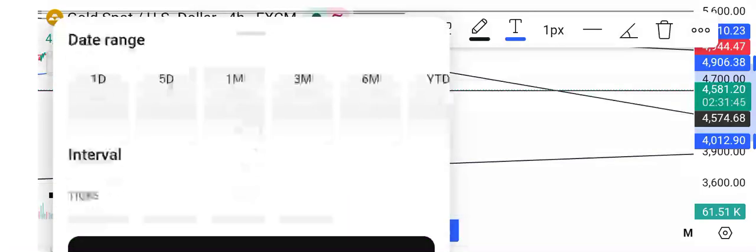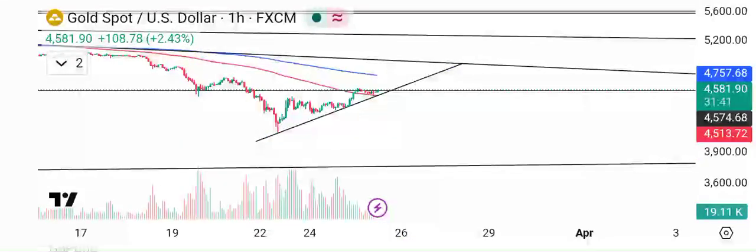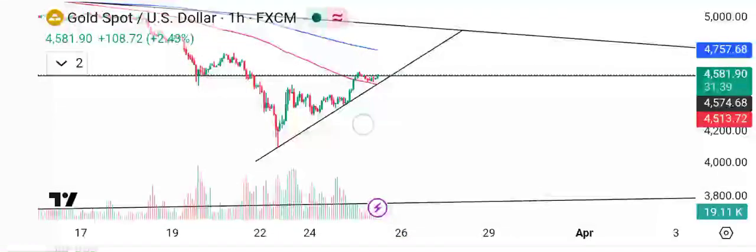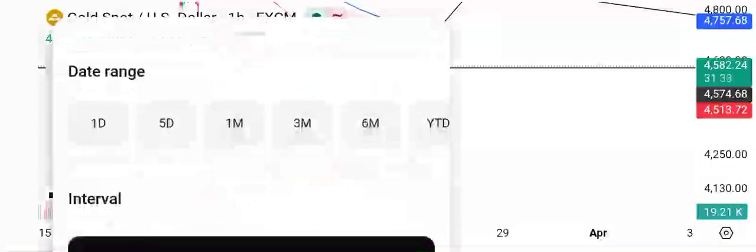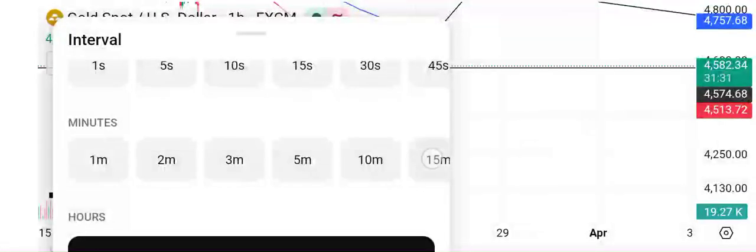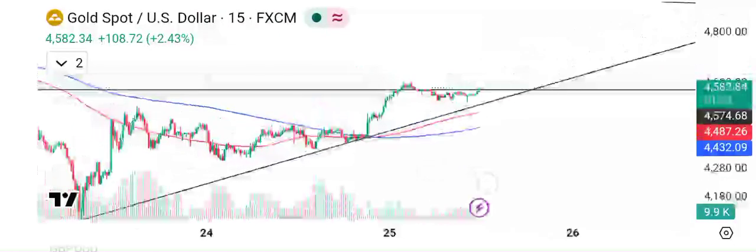So going down to the 1 hour chart, you can see here that the trend line has been used here and here. So upon coming back here again, we should be looking for our buy opportunities. So we can go down again to the 15-minute chart. From the 15-minute chart here, we'll try to get our buys here.